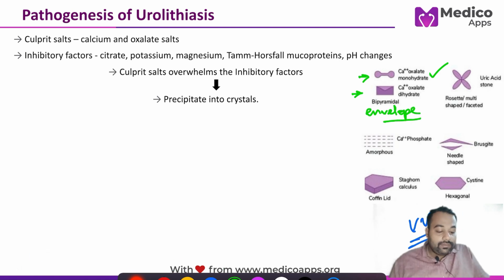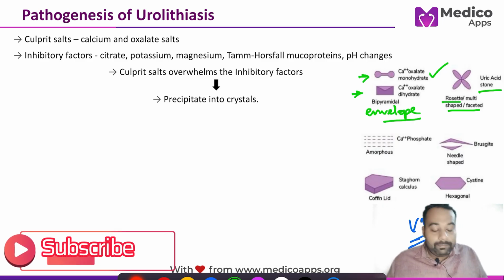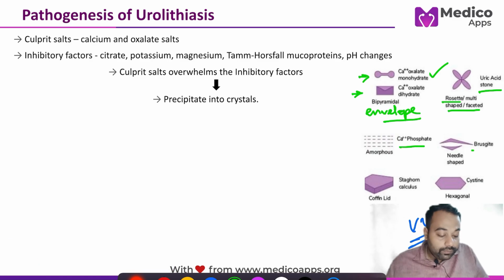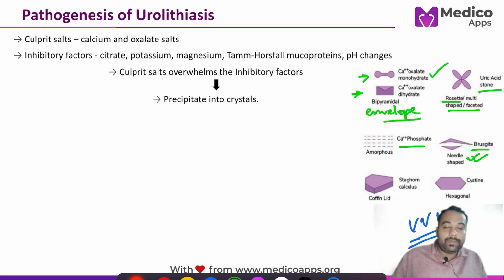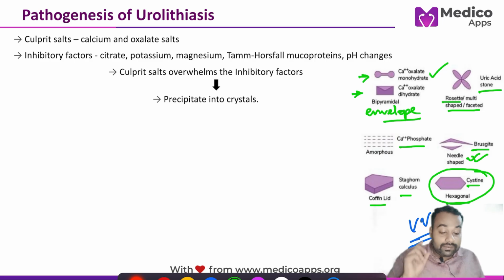Also, your uric acid stone is seen as a rosette shape or multifaceted shape. And we have the amorphous shaped calcium phosphate and the brushite stone, which is typically seen as needle shaped. And the staghorn stones typically form a crystal that looks like a coffin lid shape. And the cystine stones are hexagonal in nature. So how these crystals look is an important aspect of your question.